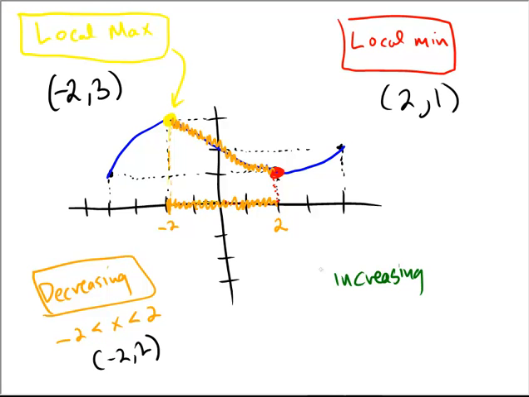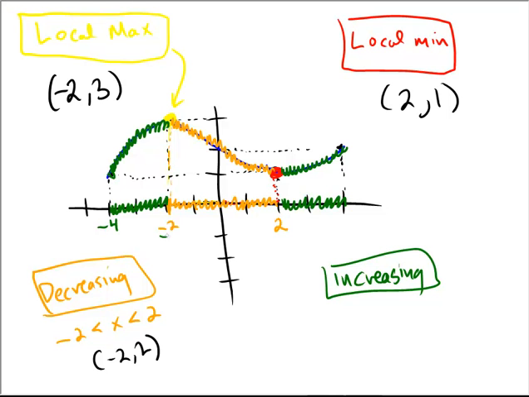Finally, increasing. The increasing intervals on this graph then are from here to here, where you're moving upward, and also from here to here, where you're also moving upward. So the x coordinates that correspond to those two intervals are extending from -4 till -2, and also extending from 2 up to 4. So for the increasing intervals, we say it increases from -4 to -2, unioned with 2 to 4, because there are two different intervals of increasing.